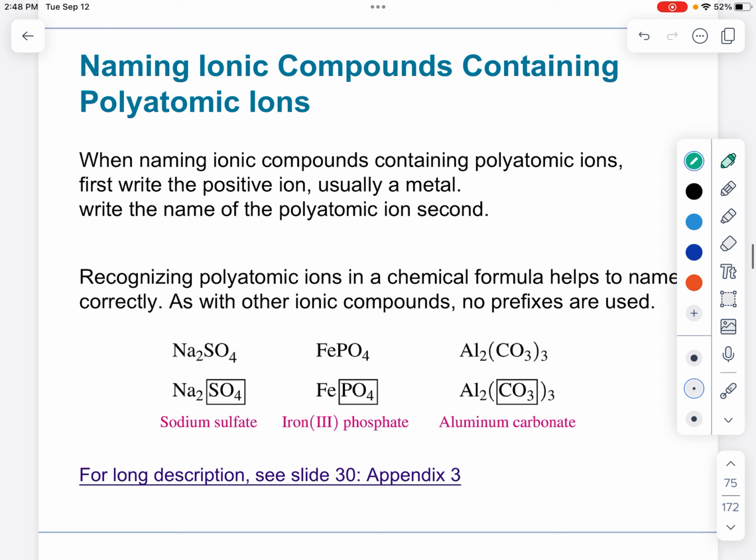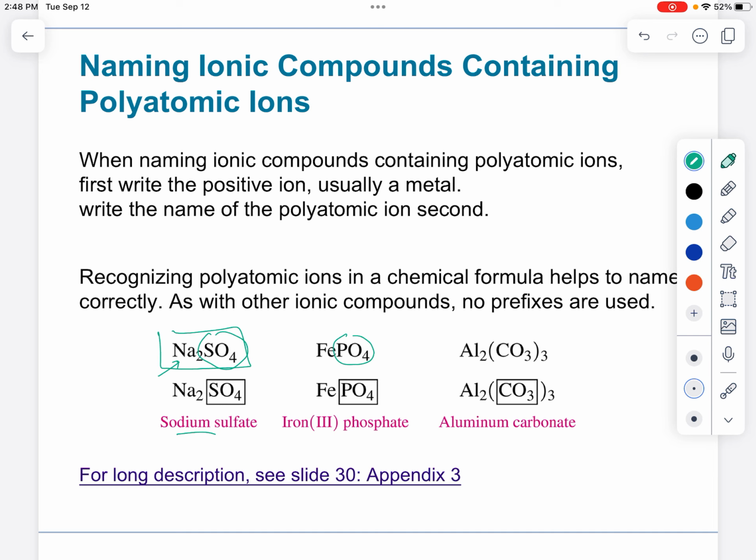Naming ionic compounds containing polyatomic ions. Same thing, it's the positive ion name, or cation name, followed by the anion name. If that anion or cation turns out to be a polyatomic ion, we already know the name. So if we look at this, we know that that is sodium, and you want to be able to recognize that as sulfate, so it's sodium sulfate.